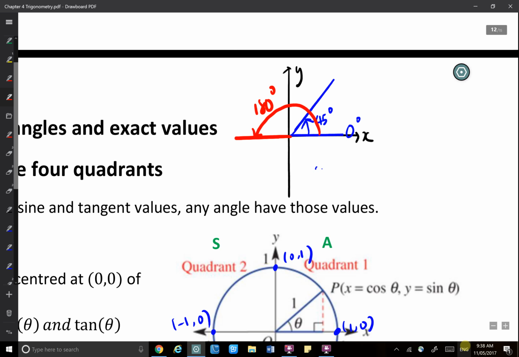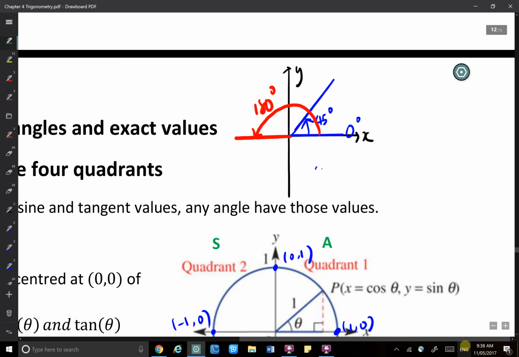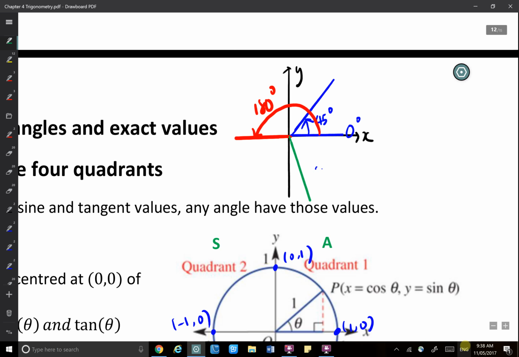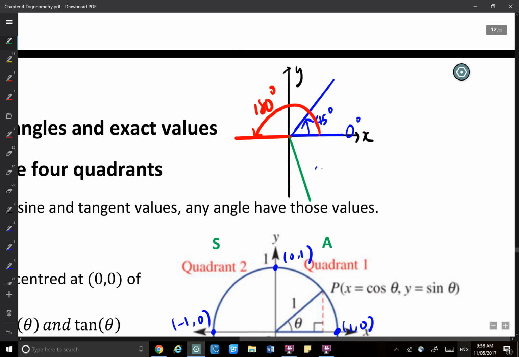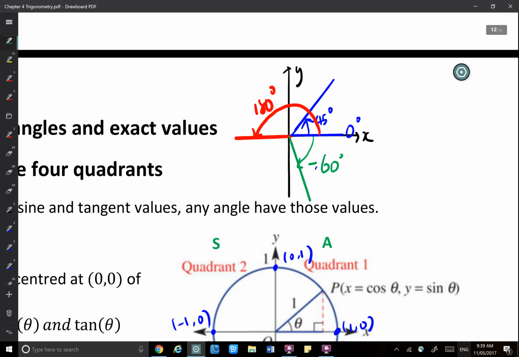And if the arm goes in the negative direction, let's go clockwise, we'll have negative 60 degrees. We will have negative angles if we go in the negative direction. So basically we can have all the angles, not only within 360 degrees.